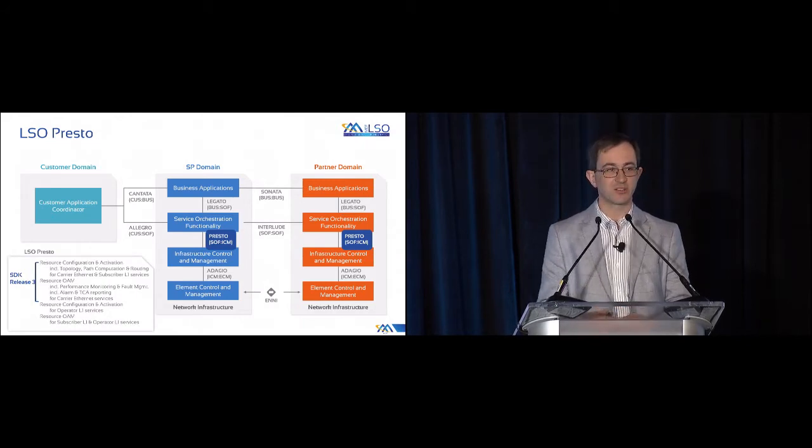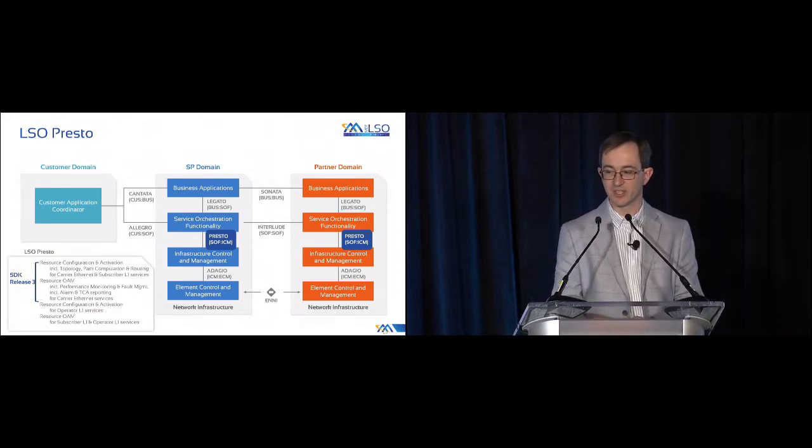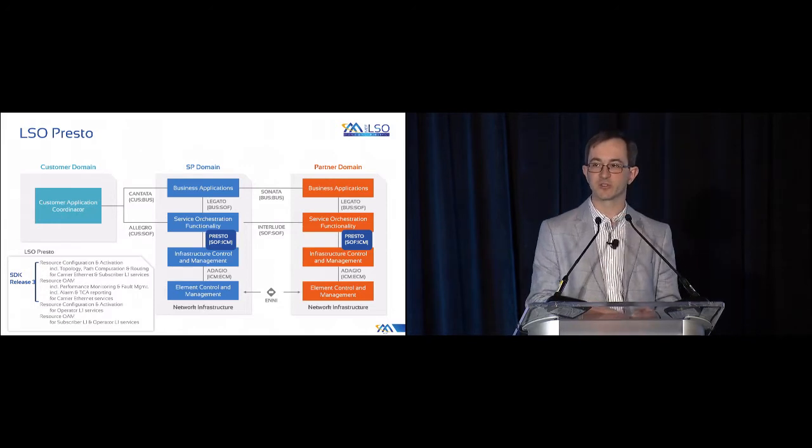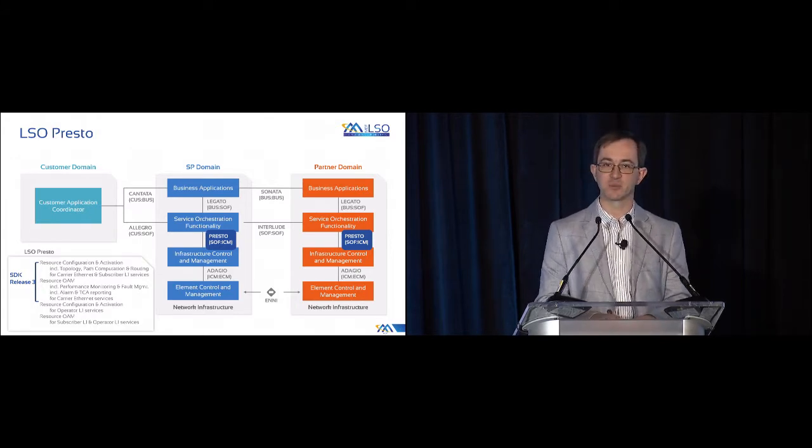And then we sort of go down the stack into Presto. So Presto is the sort of northbound interface to your domain controllers, if you like. It's the interface between the end-to-end orchestration that happens at the orchestration layer and the sort of domain-specific orchestration that a domain controller might do.